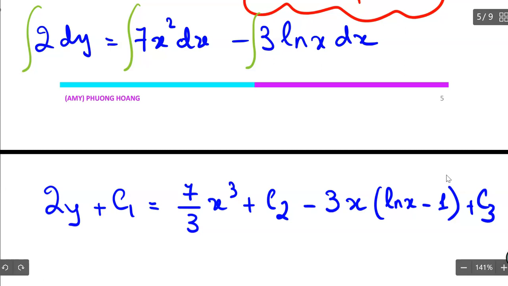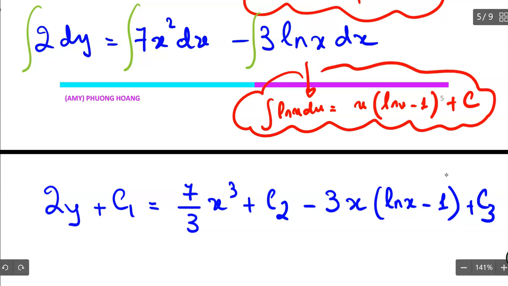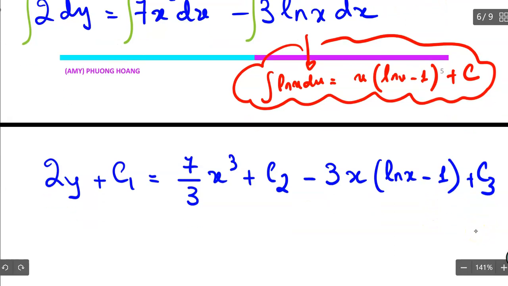And the formula for this would be: the integral of ln of u du will be equal to u times ln u minus 1, plus c. Right? So that's the formula that I'm going to use for this. So instead of just u, it's just x. So here's 3 times x, ln x minus 1 plus c3.